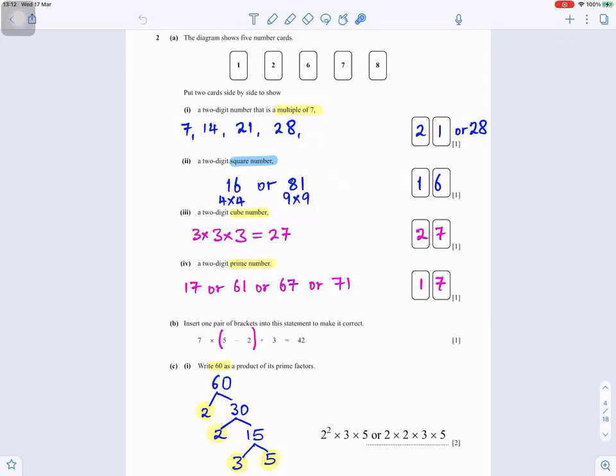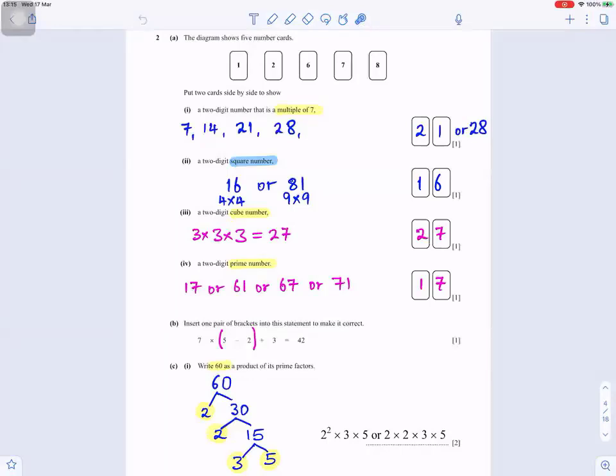Part B. Insert 1 pair of brackets into this statement to make it correct. If you put brackets around 5 minus 2, 5 minus 2 is 3. And then you will do 3 plus 3 is 6. 6 times 7 is 42 when you use BIDMAS: brackets, indices, division, multiplication, addition, subtraction. So you multiply first, and then you would add them.